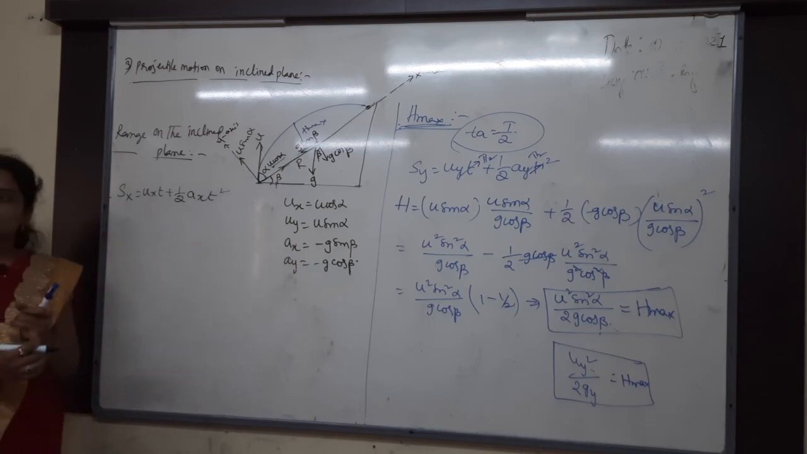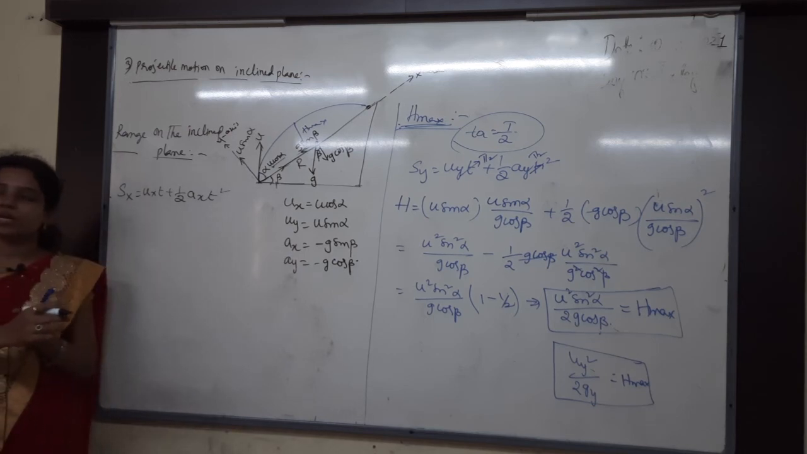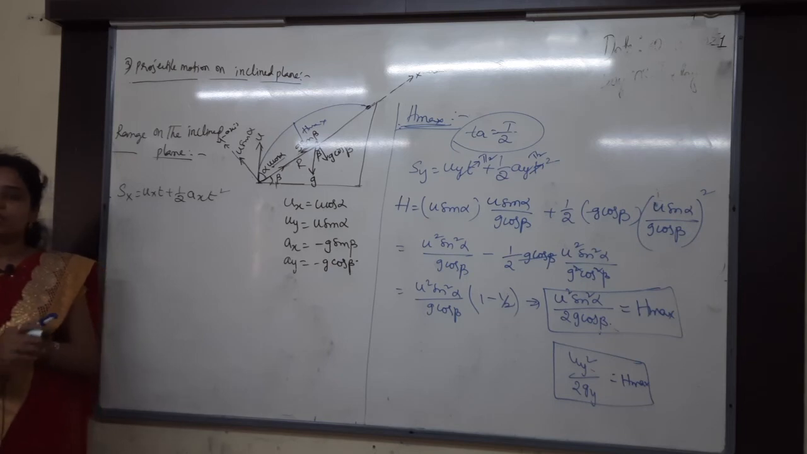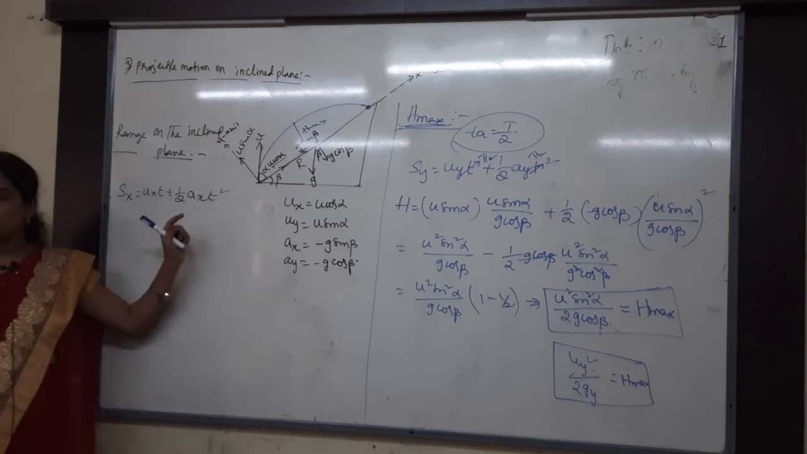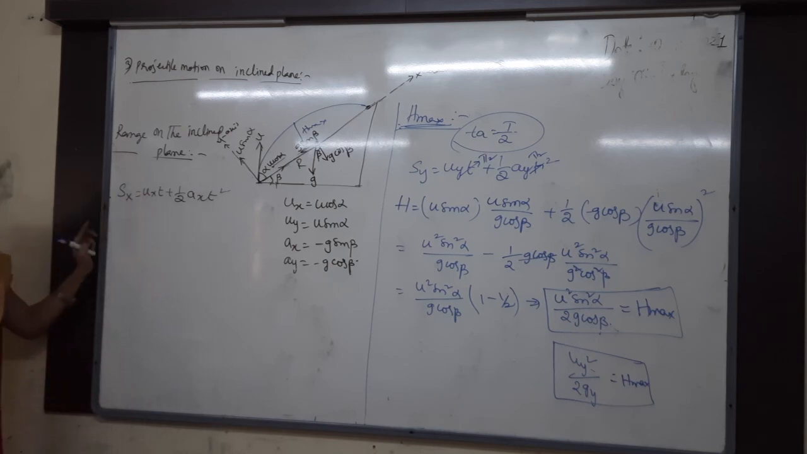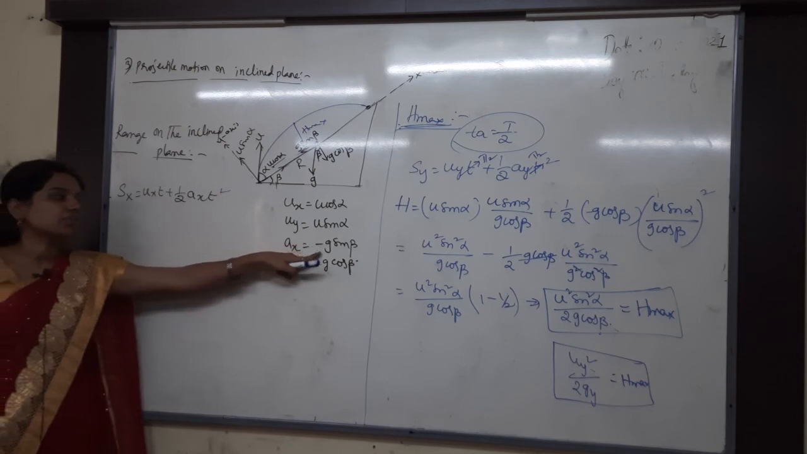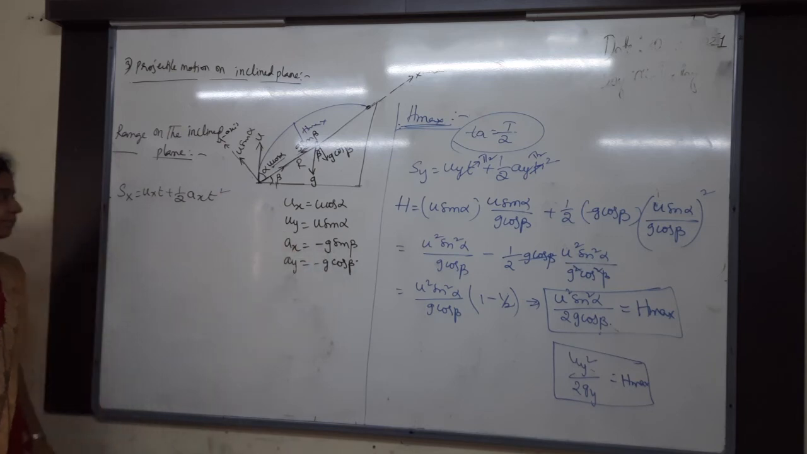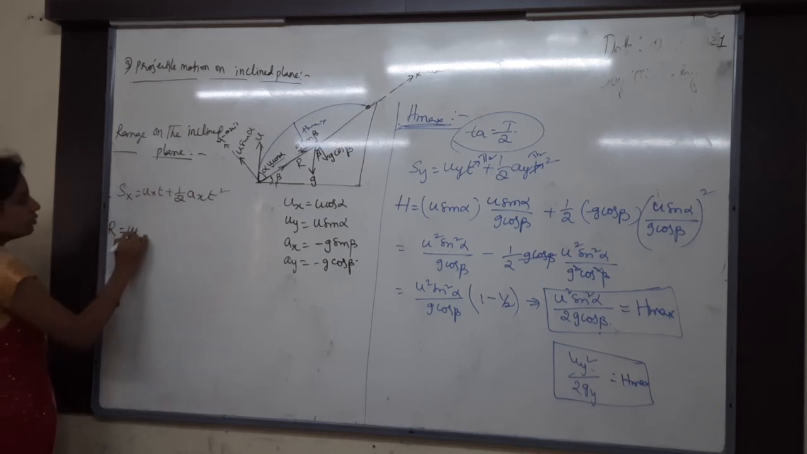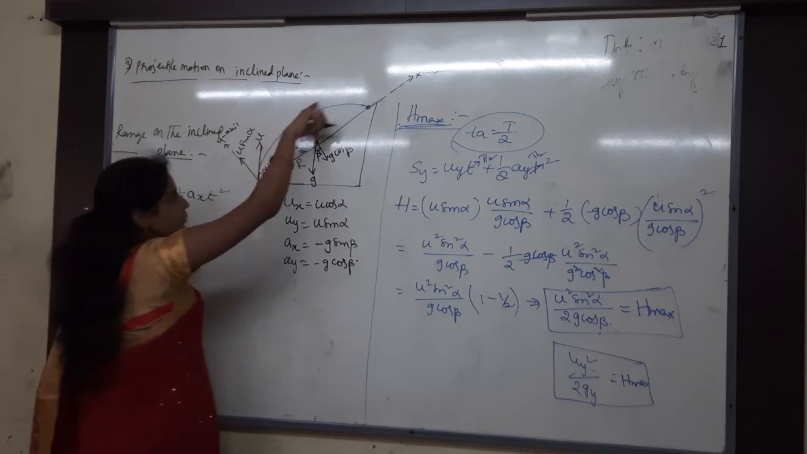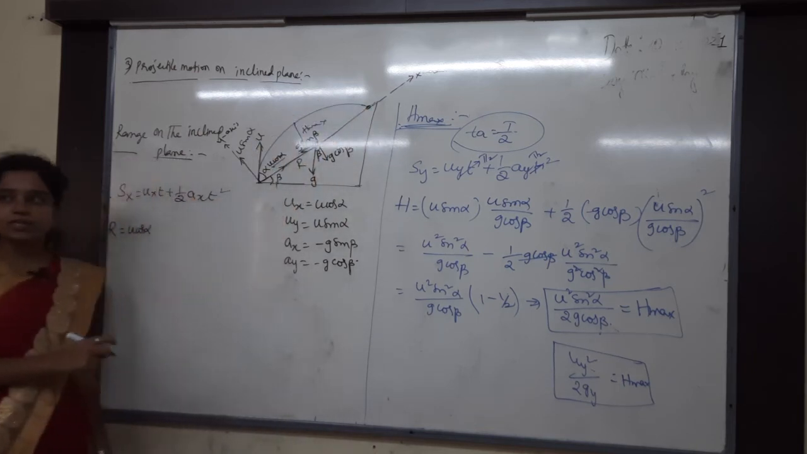In all the horizontal projectiles, projectiles from a height, and ground to ground projectiles, wherever you take, ax is equal to 0, we have considered. Only ux into time of flight we have considered. That was so easy. But here ax is not 0. That is minus g sin beta, which you have to substitute. So Sx is equal to range. Ux means u cos alpha into the time it is covering for the entire projectile motion. What do you have to take?